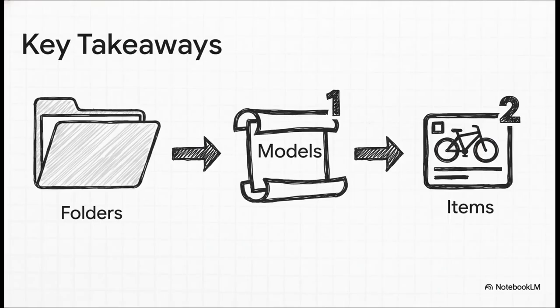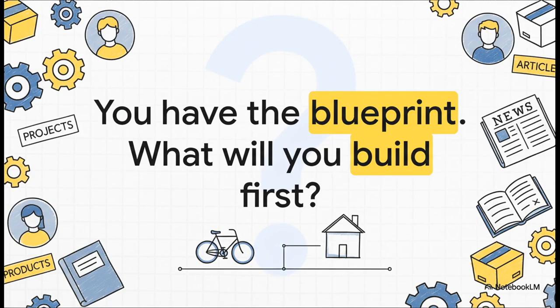So let's just hammer home the most important takeaways. Folders organize everything. Models are the reusable blueprints for your data structure. Items are the actual records you create from those models. And remember the golden rule. The model always comes first. We just built a blueprint for bikes, but this applies to literally anything. Projects, contacts, articles, whatever you can think of. The logic is exactly the same. So the only question left is, what are you going to build first?